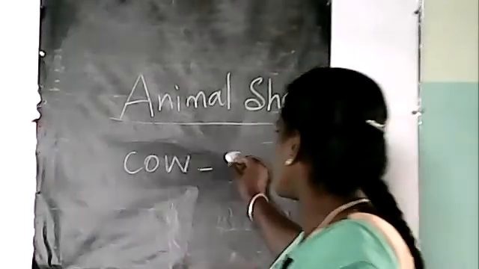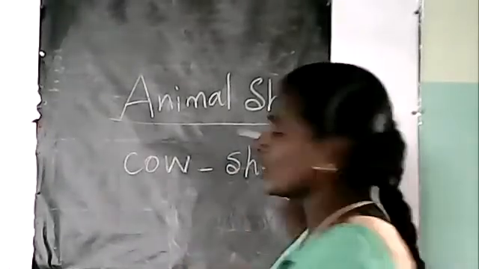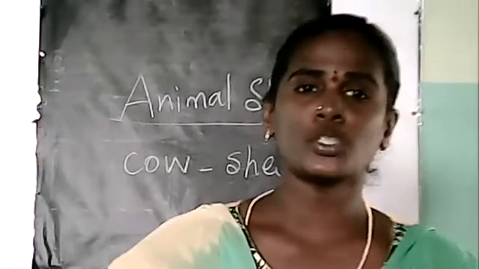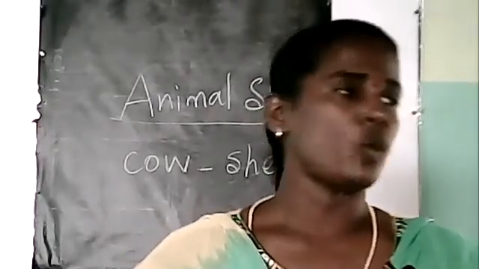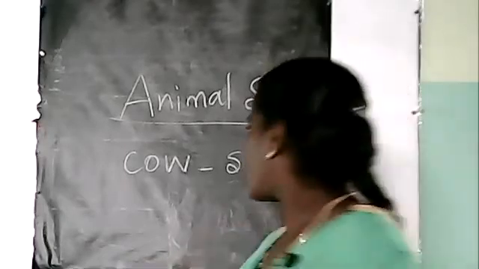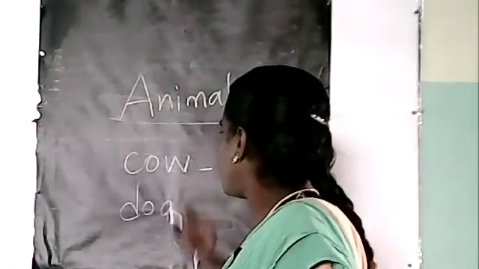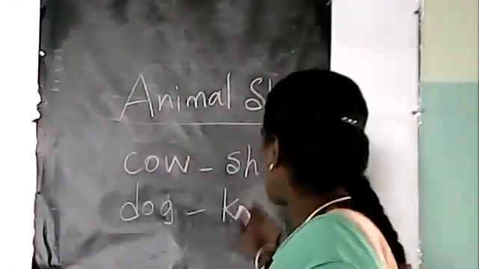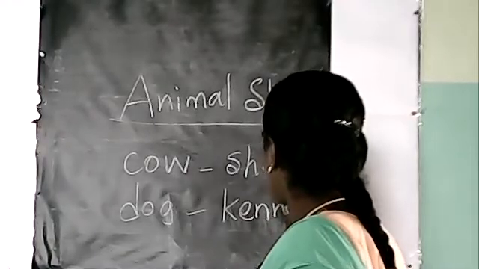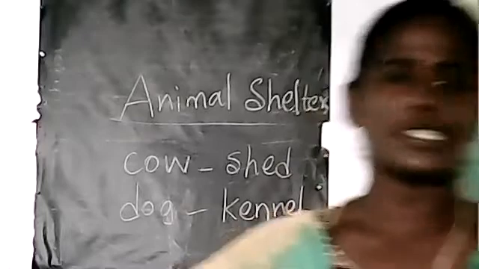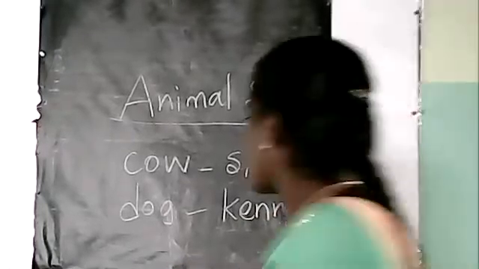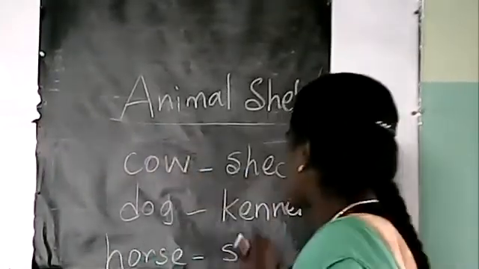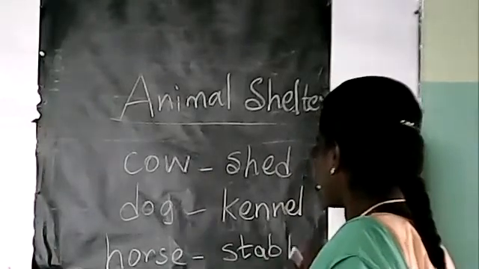The cow lives in a shed. There is a separate shed for the cow. The cow lives in that shed. Have you seen the cow shed? So the cow lives in a shed. And dog. Where does the dog live? Have you seen a dog's house? Kennel. The dog lives in a kennel. Then horse. Have you seen a horse? The horse lives in a stable.